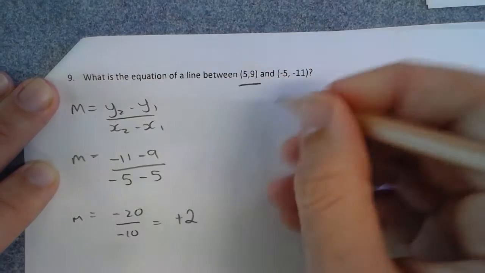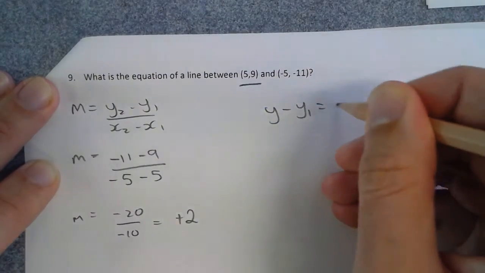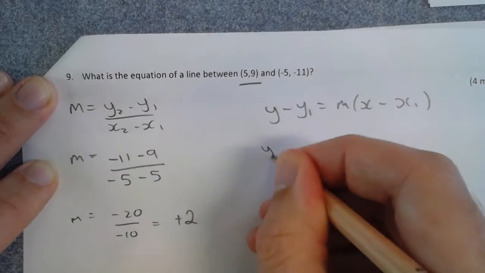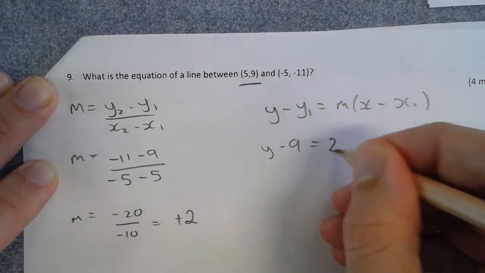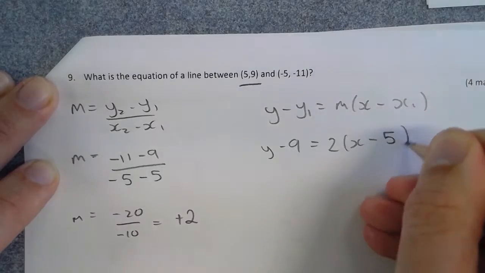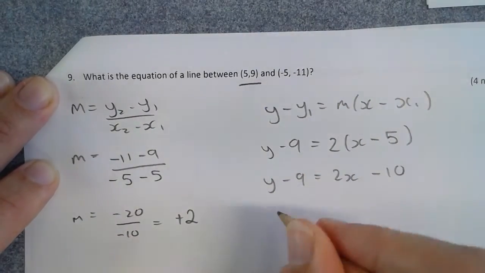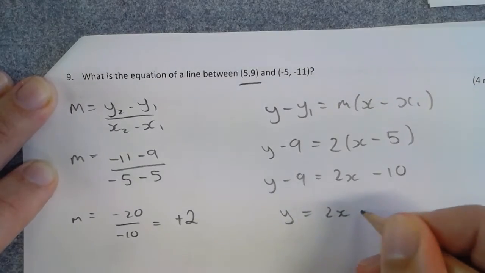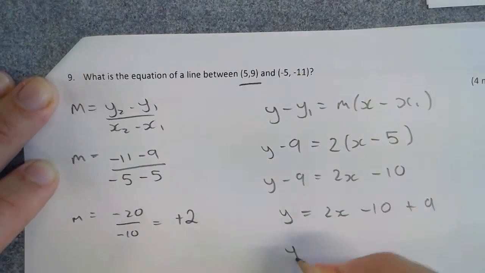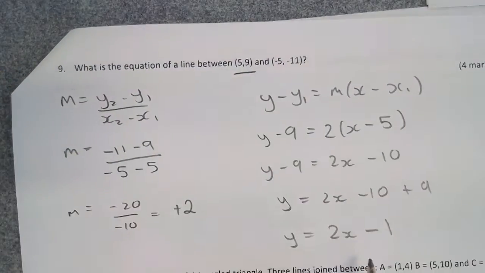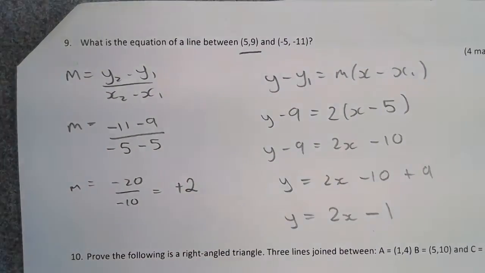Now we know the gradient, we can use the formula here, and when we substitute in, we get y minus 9 equals 2 times (x minus 5), and when we expand we get 2x minus 10, so I end up with 2x minus the 10 plus 9, and finally y equals 2x minus 1. So there's the equation of a line. We had to find the gradient first.